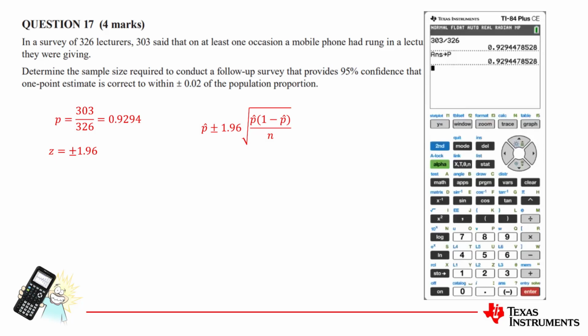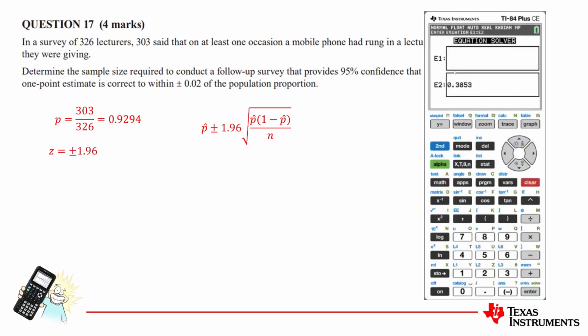So again, I'm going to use that same numeric solver that I used before. We don't have to have the plus or minus, the calculator won't like that anyway, so we can just pick either, and it's within 0.02 of our population proportion. So that means either 0.02 below the mean or 0.02 above the mean. So I'm going to use 0.02 above the mean where my 1.96 is positive.